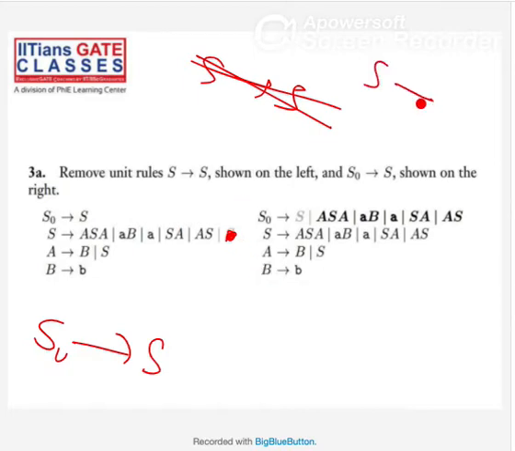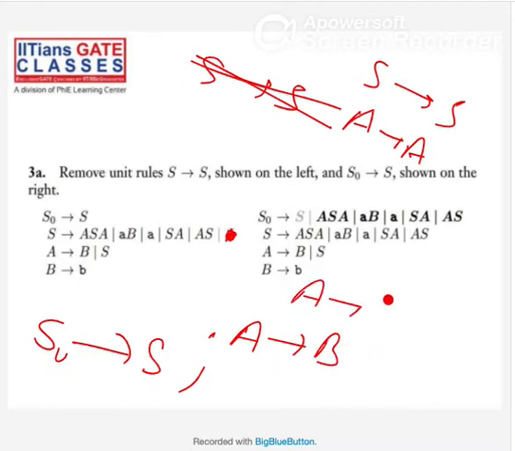Remember, S goes to S, A goes to A, this type of production you can directly remove. Now S0 goes to S, this is a unit production. What are the other unit productions you have? A goes to B, this is also a unit production, and A goes to S, this is also a unit production. So these are the unit productions you have.